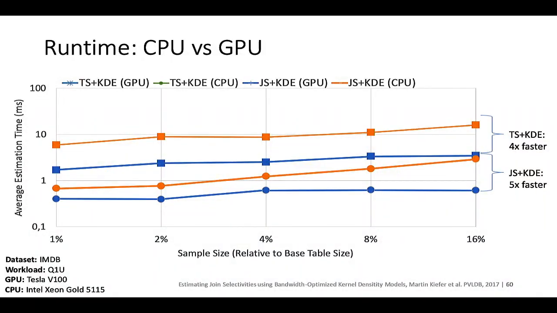And now finally, a quick discussion on how much benefit the GPU gives us. For the table sample variant, we get 4x for the very simple case of a join plus base table selections. And for the join sample, we get 5x. This can actually grow up to 20x if you have more joins or larger models. So this is a very simple case, and we compared here a pretty expensive GPU to a pretty expensive CPU.